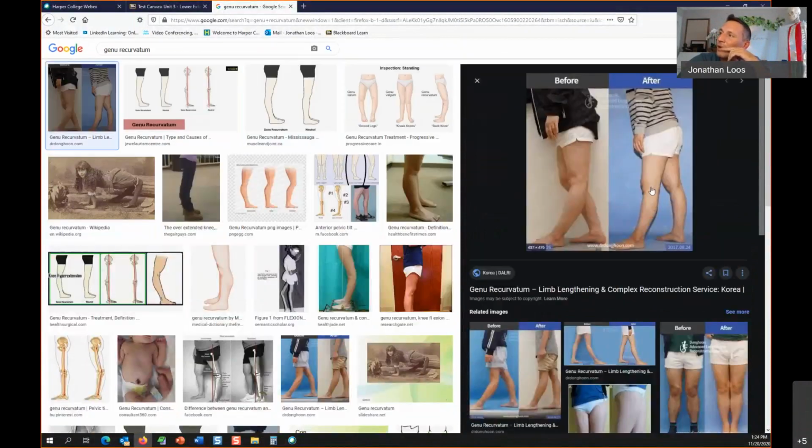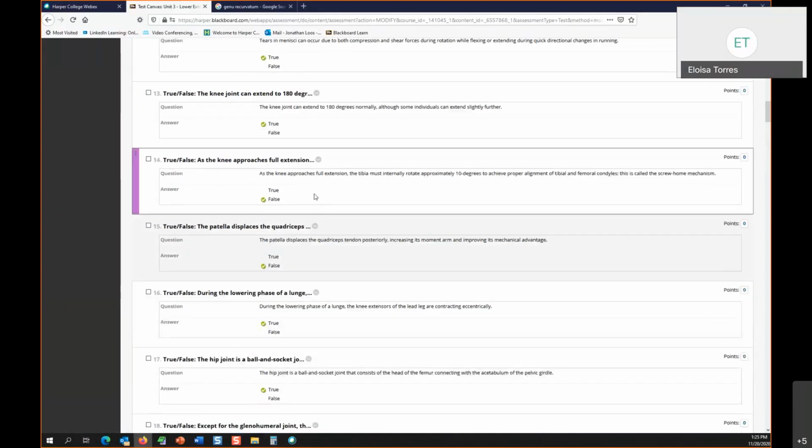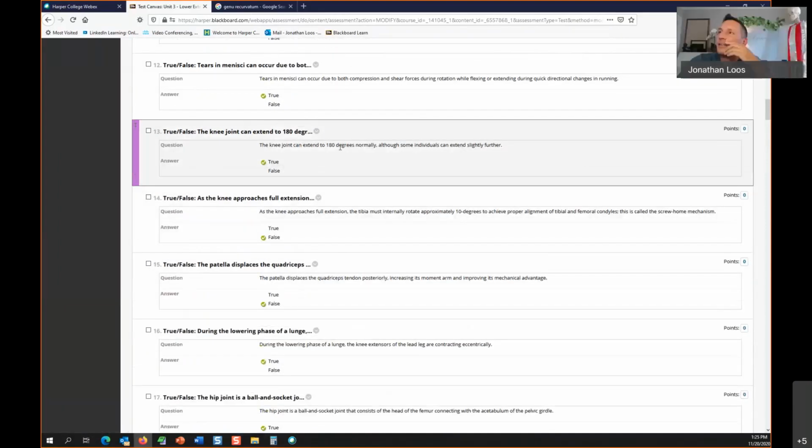That's a normal 0 degrees or 180 degrees of extension, and there you go beyond that. So it can be either 0 or 180. It's the same thing, right? I was a little confused about that because I knew knee extension was 0. It says it can extend to 180 degrees normally. It should be 0 degrees, but in terms of angle, 0 and 180 are the same, but that's not the nomenclature.